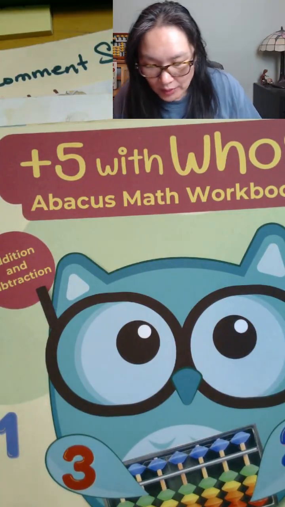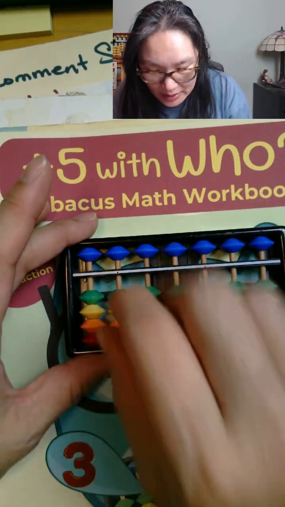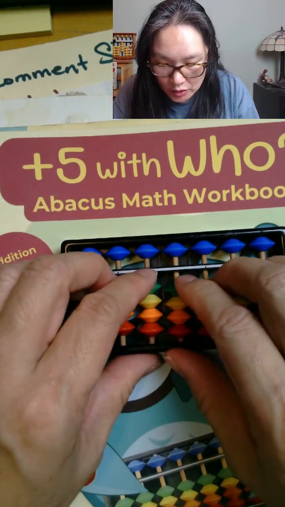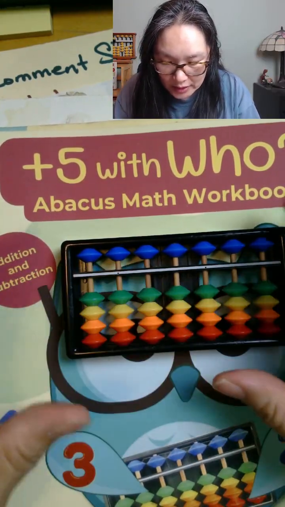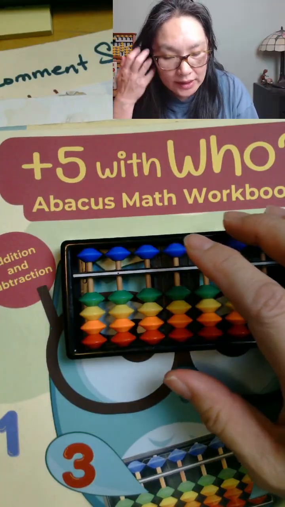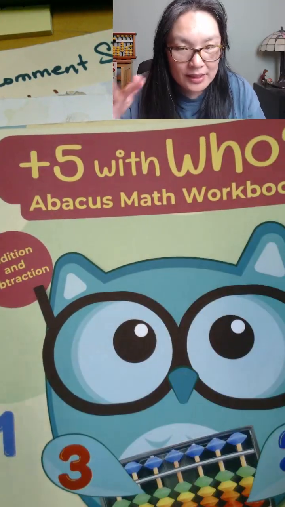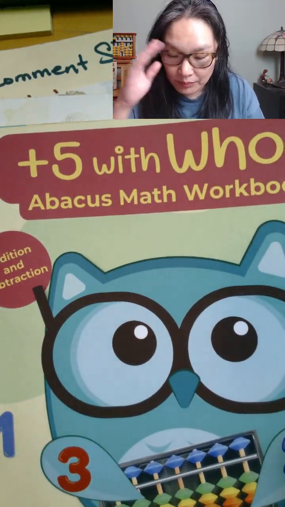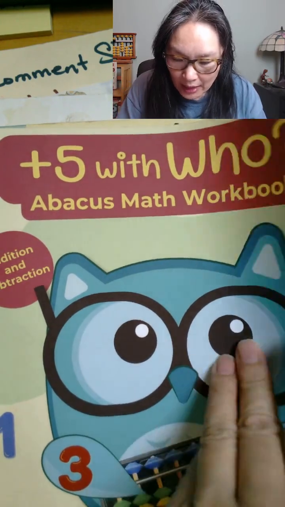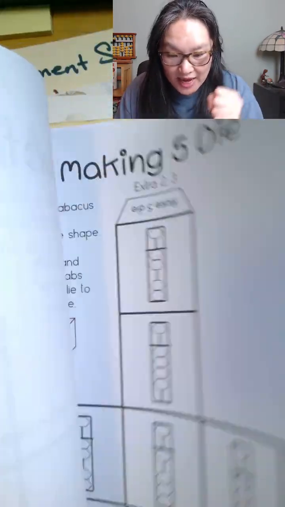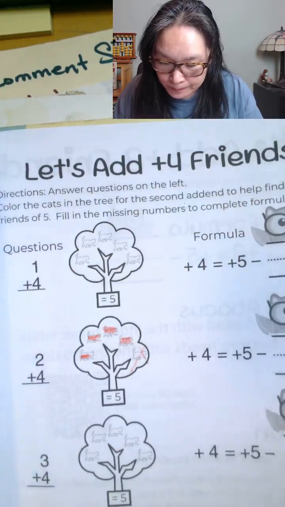In the soroban, which is the Japanese abacus, we use formulas. One of the formulas we need to understand is how to make a 5. In regular school, we teach the children how to make a 5. But in abacus, we're going to take it up a notch, and that would be how to utilize it. We're going to make this work.